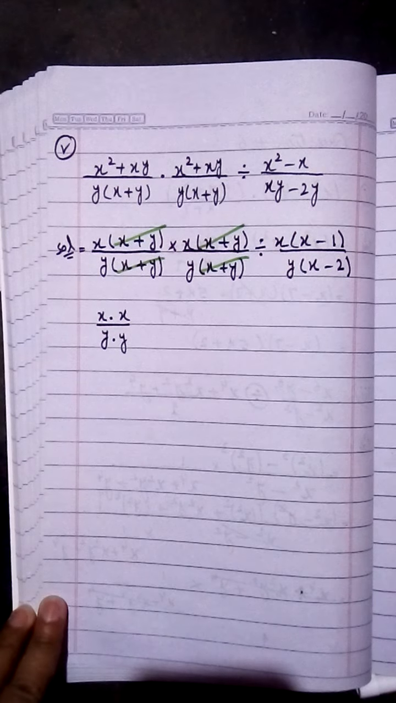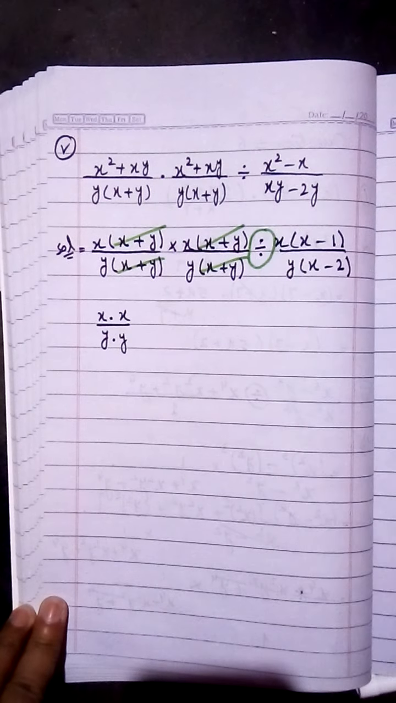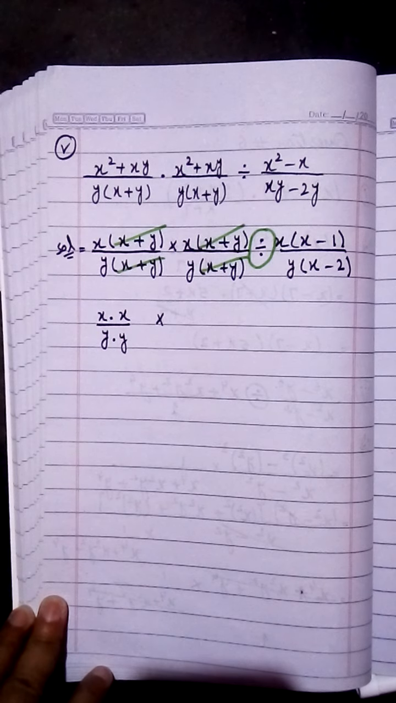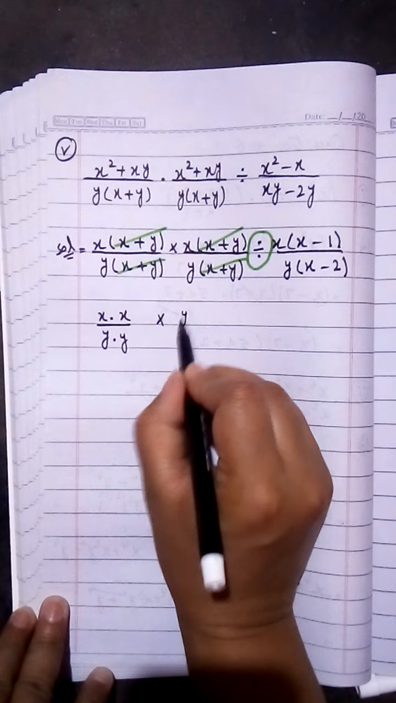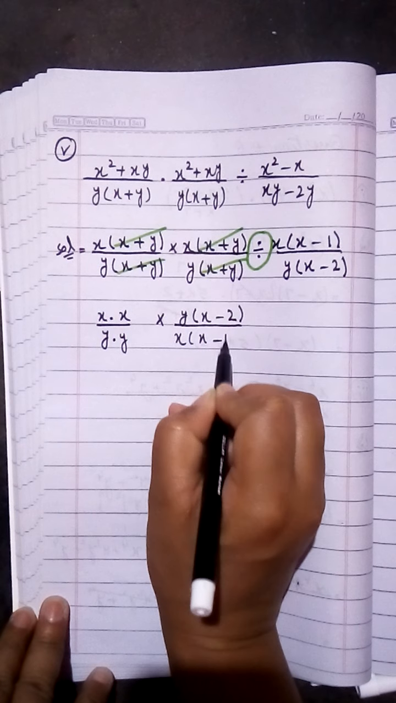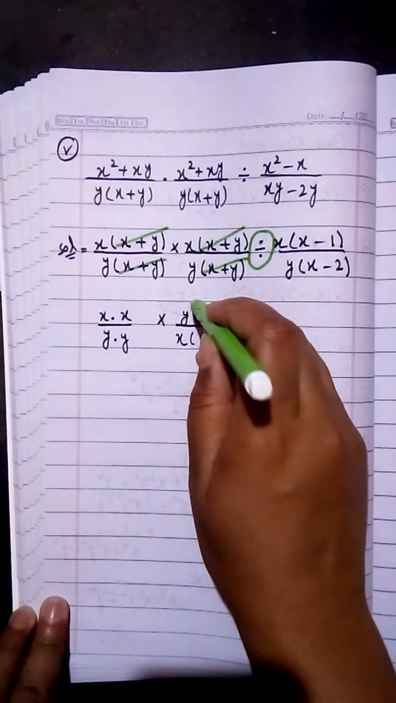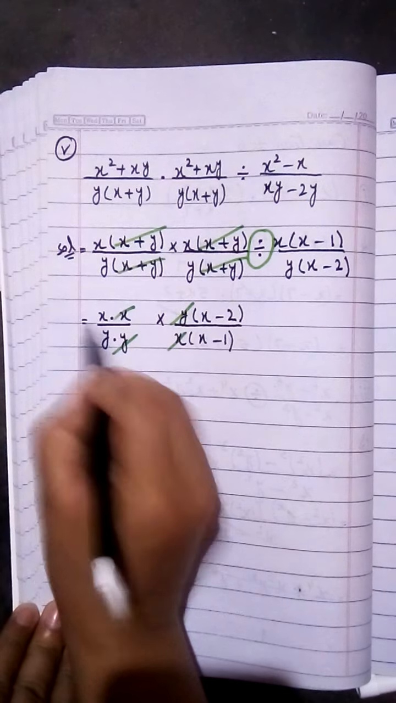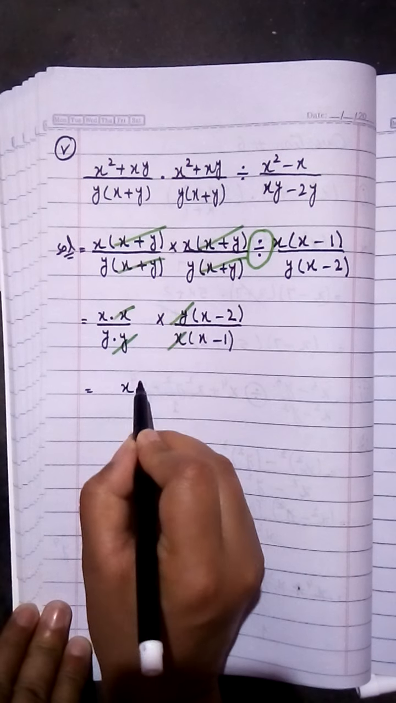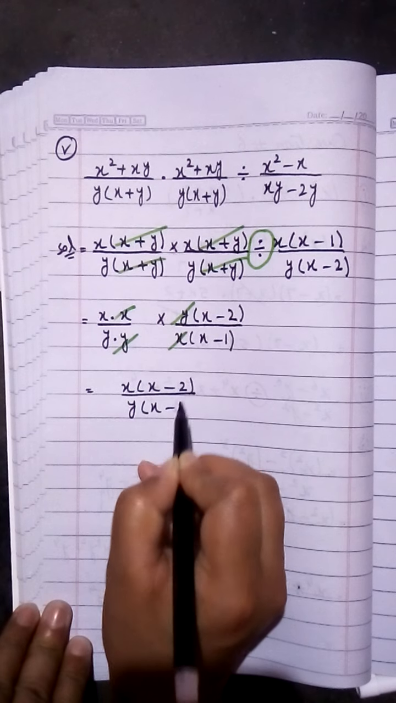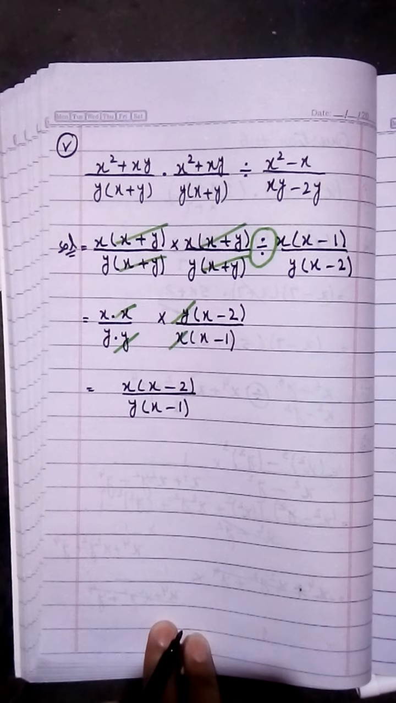Okay, now you will change division into multiplication. When you change division into multiplication, then you have to take the reciprocal. Reciprocal means numerator becomes denominator and denominator becomes numerator. So y into x minus 2 becomes numerator and x into x minus 1 becomes denominator. So y cancels with y, x cancels with x. Now write the answer here: x into x minus 2 divided by y into x minus 1. This cannot be simplified further, so that is the answer.